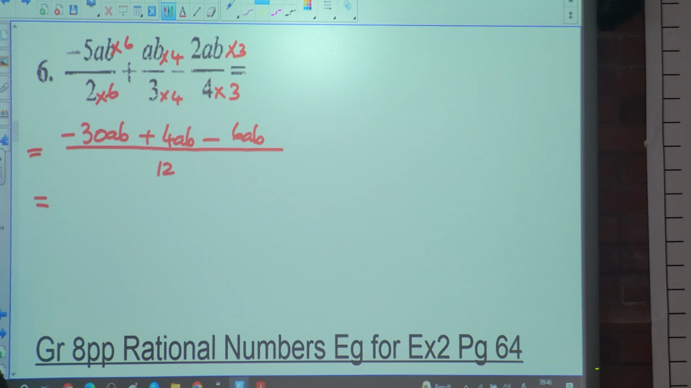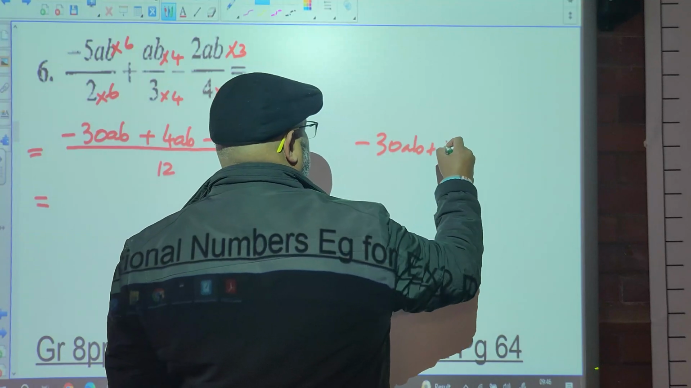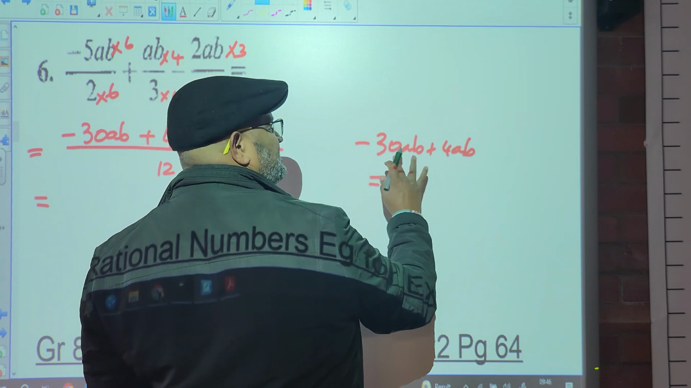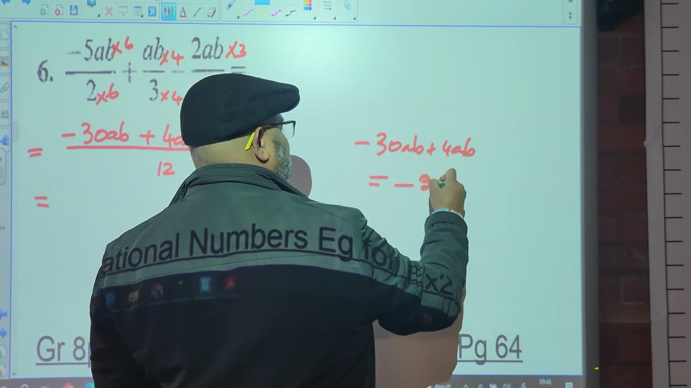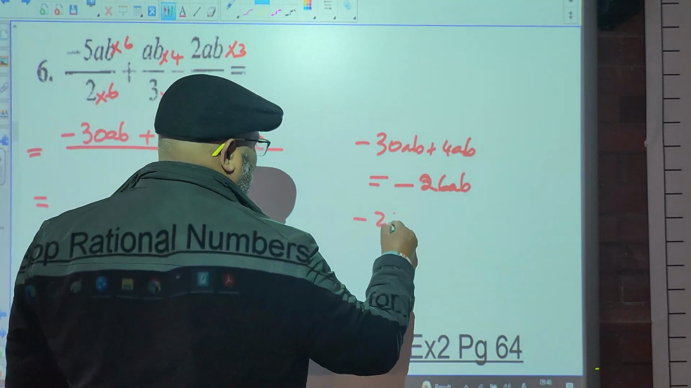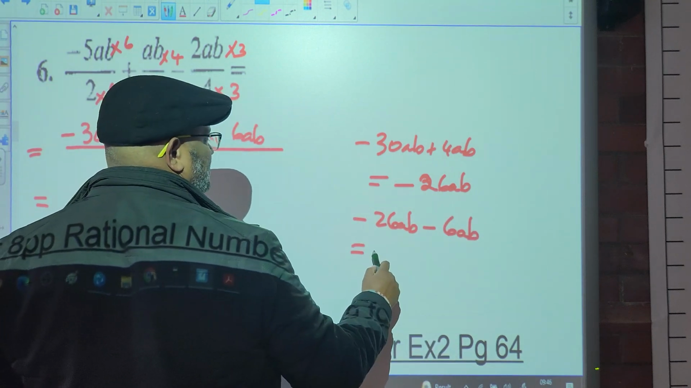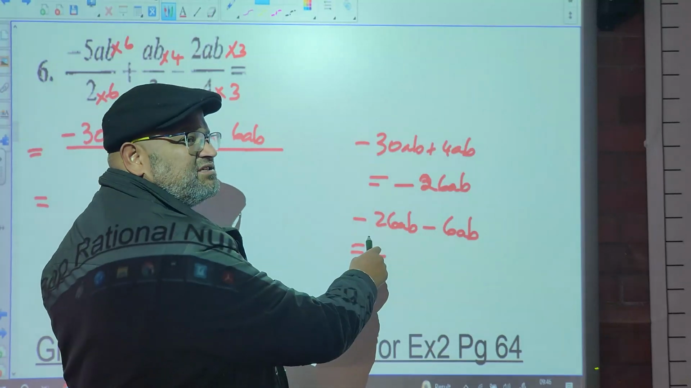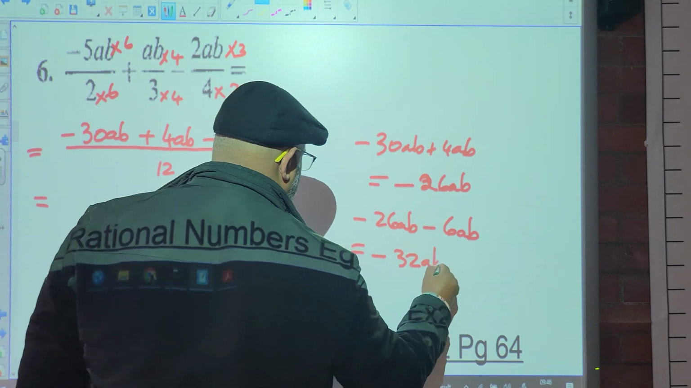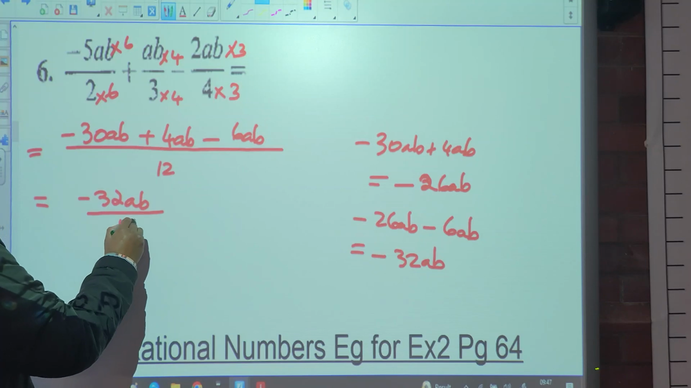Negative 30ab plus 4ab. What is negative 30ab plus 4ab? Is the answer going to be positive or negative? So you must subtract: 30 minus 4, 26ab. Now, negative 26ab minus 6ab. The sign will be negative, they have the same sign, so you add. 26 plus 6 is 32ab. So it's negative 32ab over 12.